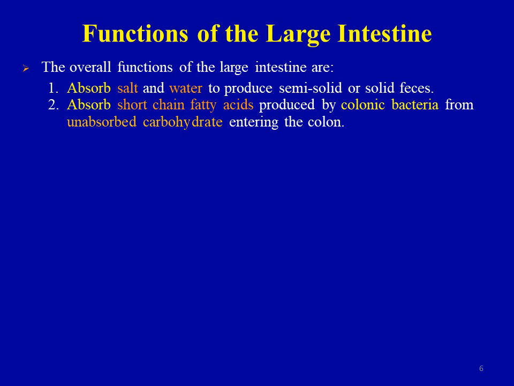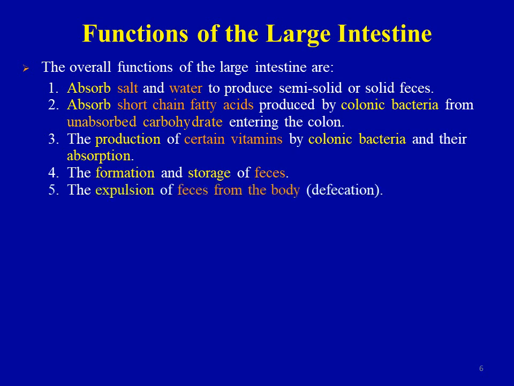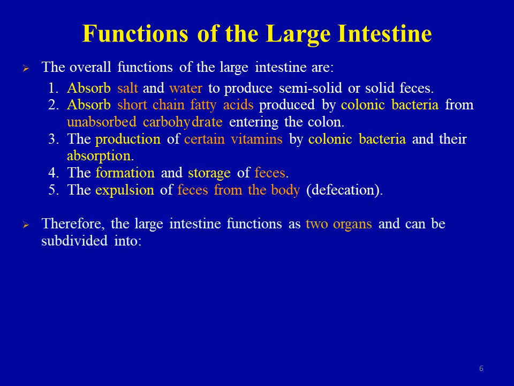So they are produced from non-absorbed carbohydrates that enter the colon. The third function is the production of certain vitamins by the colonic bacteria and their absorption, and these vitamins are very important for the homeostasis in the body, and we'll cover them when we talk about the microbiota. Number 4 is the formation and storage of feces or fecal material, and the expulsion of the fecal material from the body in the defecation reflex.